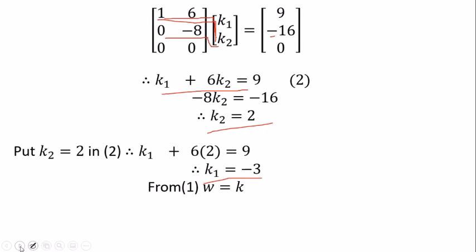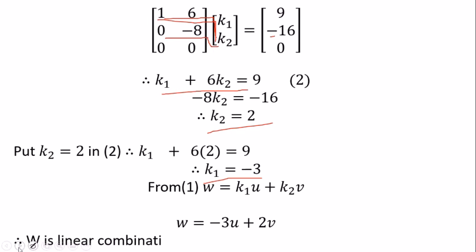Therefore, from 1 we can write W is equal to K1U plus K2V. Let us put the values of K1, K2 here. Therefore, W equals minus 3U plus 2V. This implies W can be expressed as a linear combination of U and V, and the solution is complete.